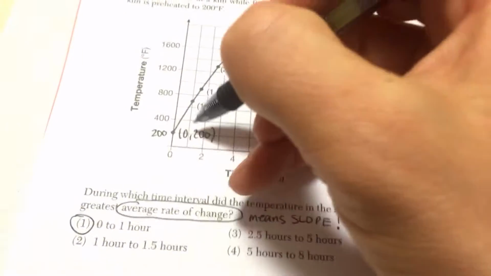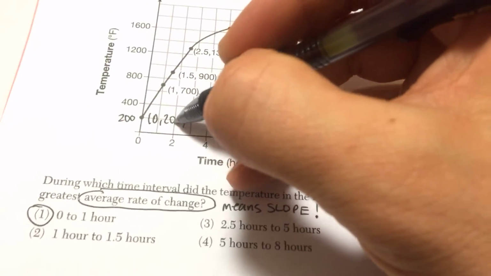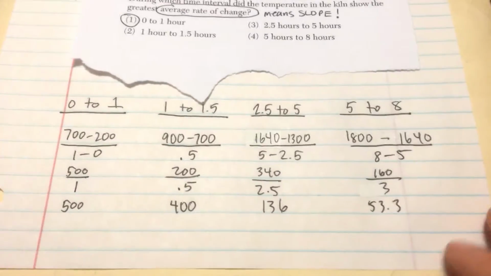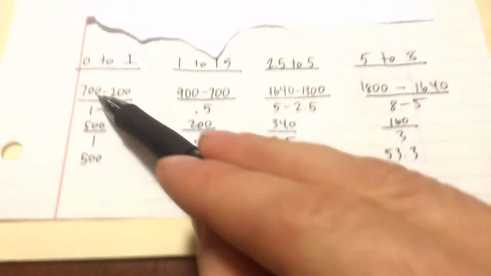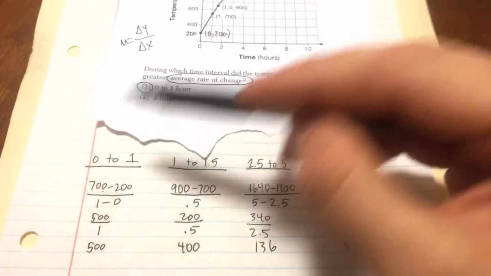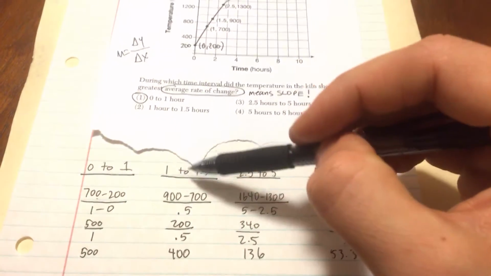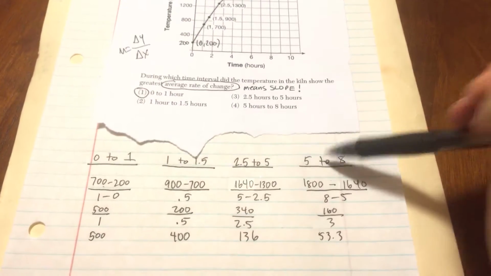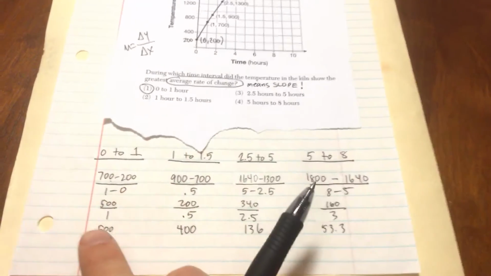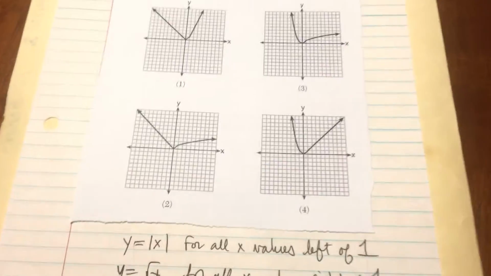So what I'm doing to do that is just doing the slope between these. I'm doing 700 minus 200 divided by 1 minus 0. That's your slope formula. Slope is change in y divided by change in x. And if you notice, I have all of my work down here. I get 500 over 1. I did it for choice number 2, choice number 3, and choice number 4. Number 1 was the highest.